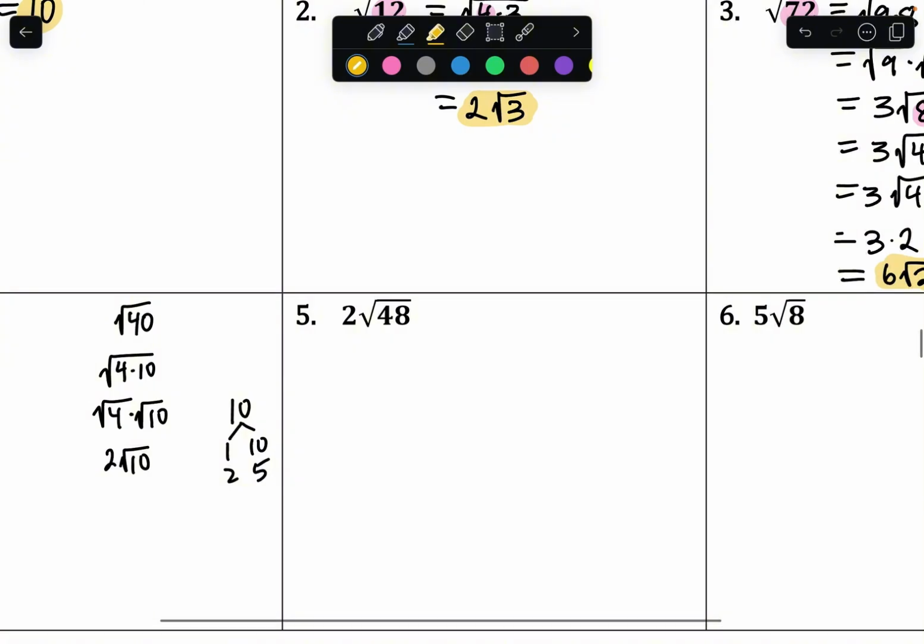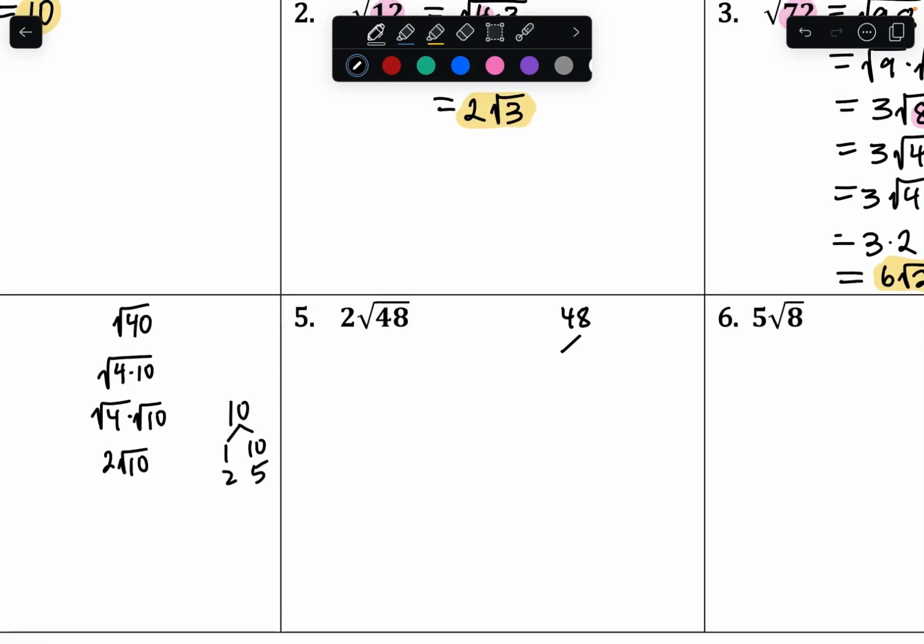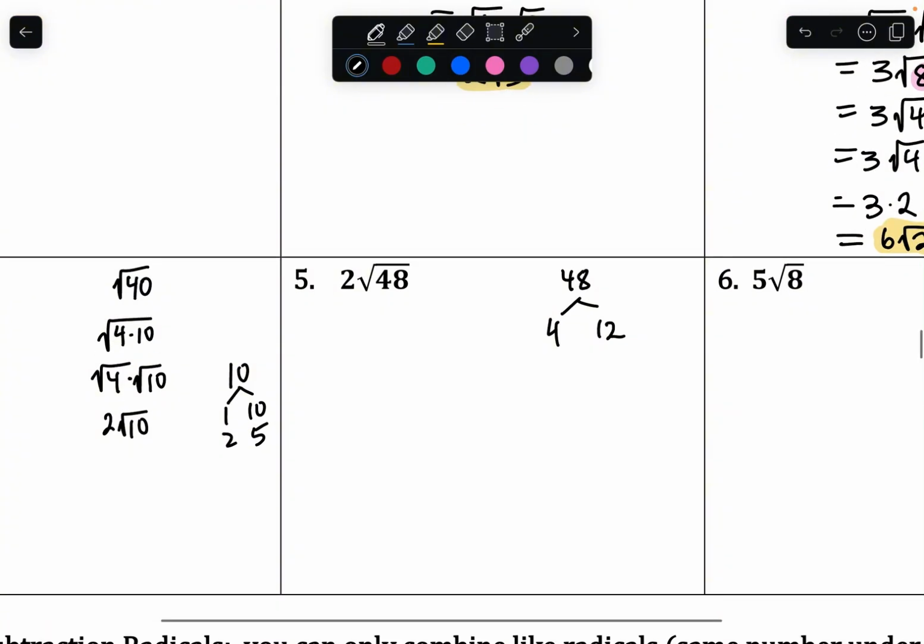Okay, looking at 48, I know 48 breaks into 4 times 12. And something that's also helpful is to kind of just make a factor tree of all the prime factors, and then you can look for perfect squares that way. So 4 is 2 and 2. We know that's a perfect square. But 12 is 4 and 3. And then 4 breaks apart into 2 and 2.